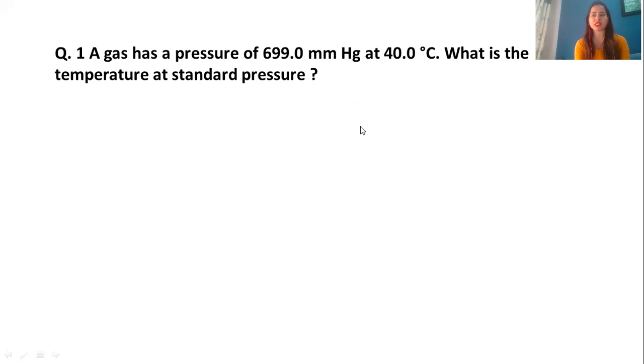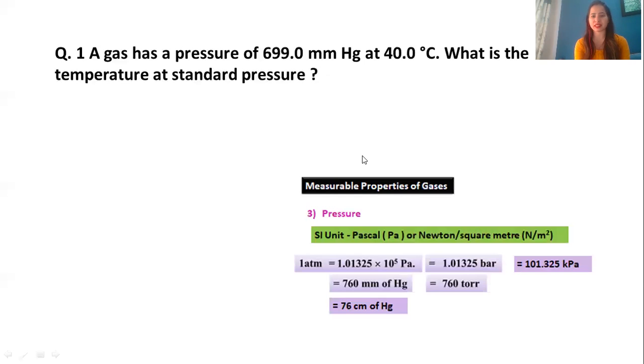If you remember, when we studied measurable properties of gases, at that time I had told you what the standard values of pressure are. So you can see we have 1 atm, which is approximately equal to 1 bar, or 1.01 into 10 raised to 5 Pascal, or 760 mm of Hg, which is equal to 760 torr, or 76 centimeter of Hg. These are all nothing but standard values of pressure.